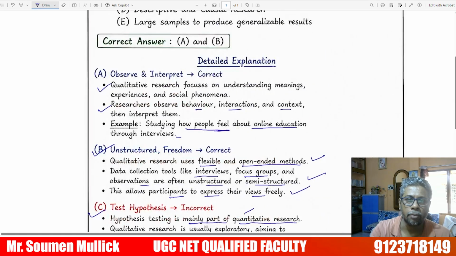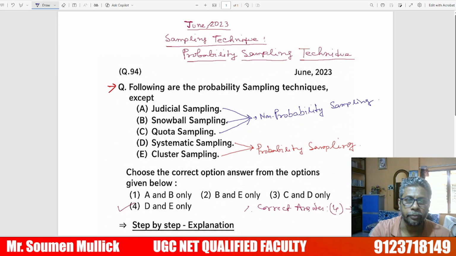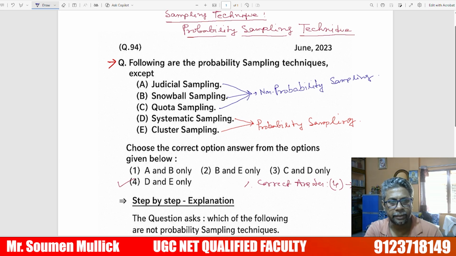Now we move on to the next question. Our next question is based on sampling techniques. Which of the following are probability sampling techniques, question number 94. They have given the options: judgmental sampling, snowball sampling, quota sampling, systematic sampling, cluster sampling. The question is: the following are probability sampling techniques except. So A, B, C are non-probability sampling: judgmental sampling, snowball sampling and quota sampling. Systematic sampling and cluster sampling are probability sampling, D and E.